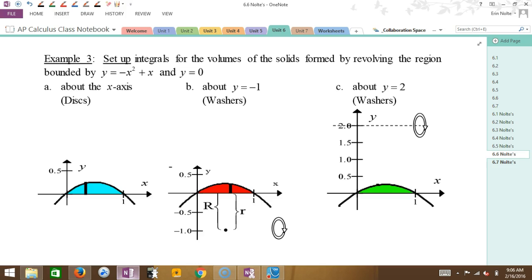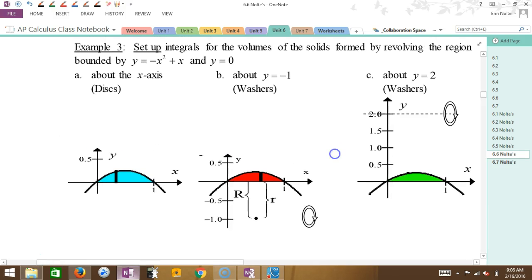Okay, so the first 3 examples here are basically using the exact same equation, but they're going to revolve around different things. Okay, so the first thing is that you really need to decide if you're using the disk formula or the washer formula. In the first 3, they tell you, which is very nice of them. Okay, so for A, we have the bounded region of negative x squared plus x, and y equals 0. So you can see that bounded, beautiful blue area. Okay, and we're going around the x-axis.